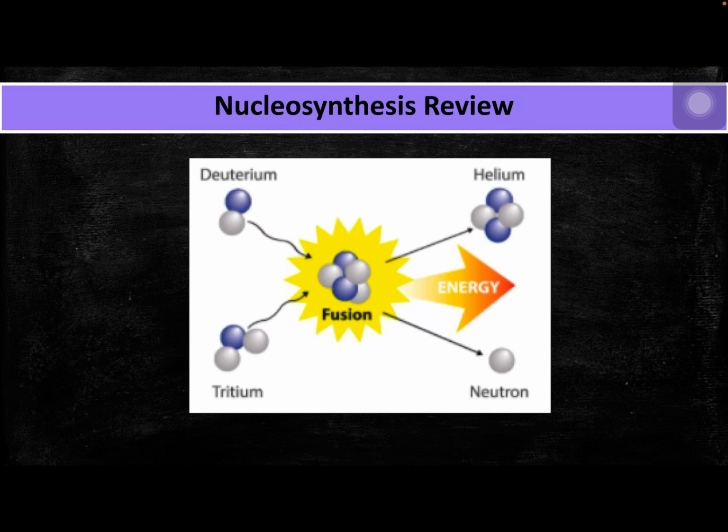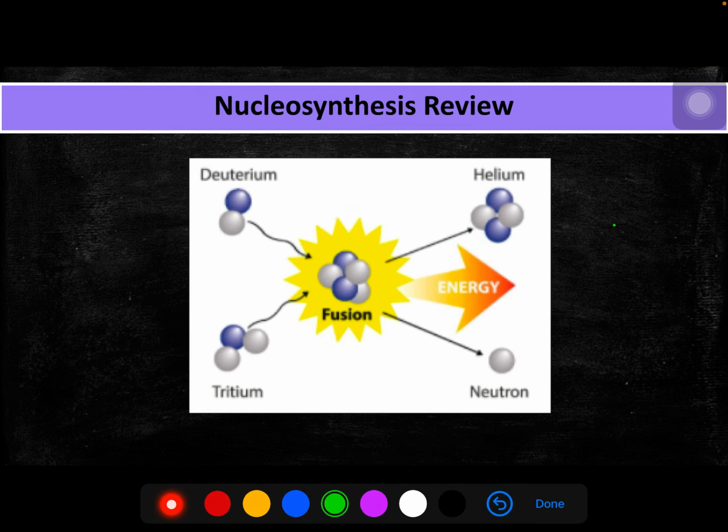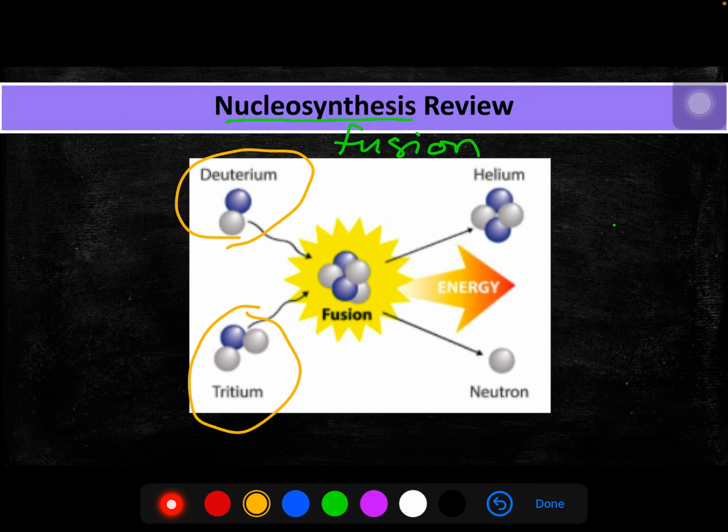So, let's think about nucleosynthesis, what that is again. Hopefully you remember this is our fancy word for fusion, and that's what we're seeing here in our picture. When elements fuse, we always have two original elements, and they get pulled together due to gravity, and they combine, right? That's essentially what fusion is. And as they combine, we get two outputs of this process of fusion.